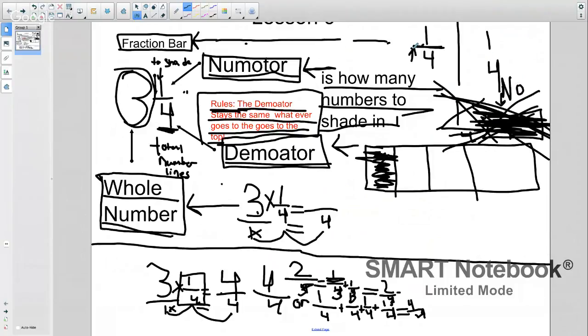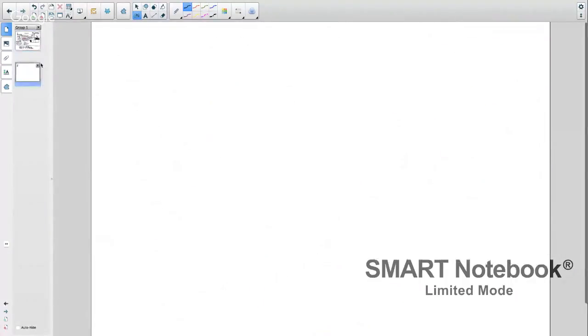This is a whole number. You put the line there to make a whole 2/4. 2/4. Whole numbers. You put the line and it becomes a fraction. One more. 1. Same.